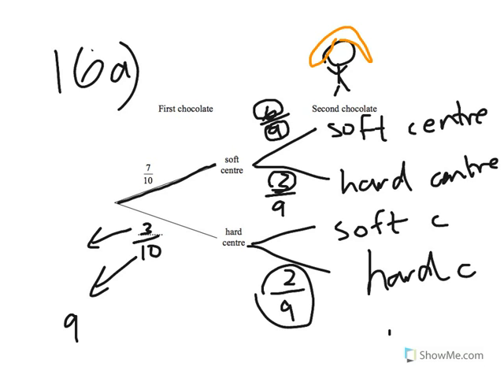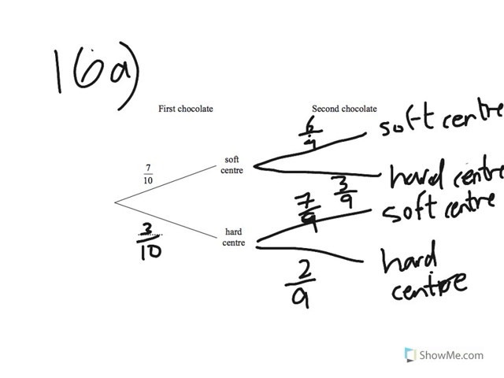But the number of soft centers stays the same. So it stays at 7 soft centers out of 1 less chocolate. So 7 out of 9. So this is the completed probability tree diagram for you to copy.